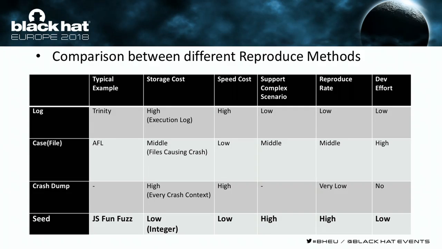So for each fuzzing cycle, we can simply save the seeds on the server, with no need to save any middle status and data. After comparison, you can find that reproducing by seed costs only small storage, and its speed is fast. What's more, it also spends only a little human effort compared with the others.